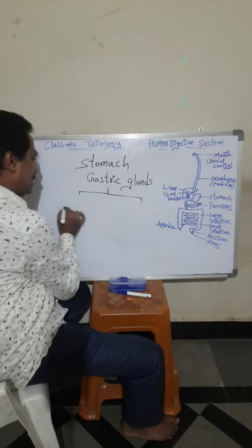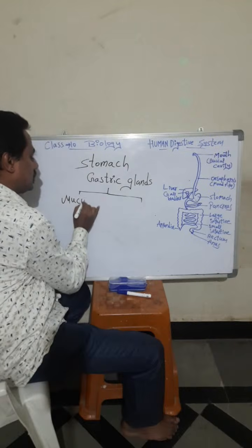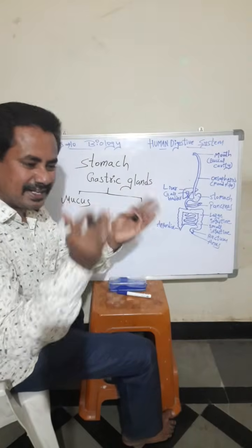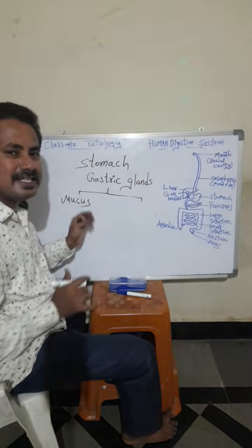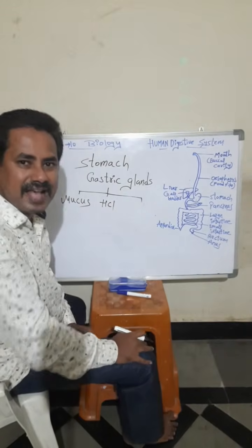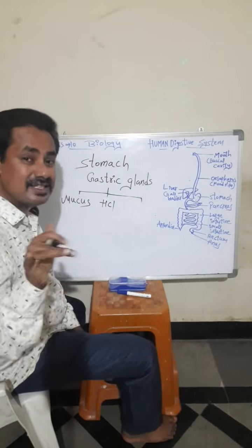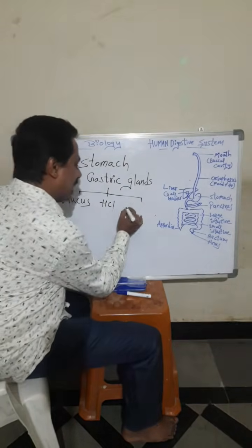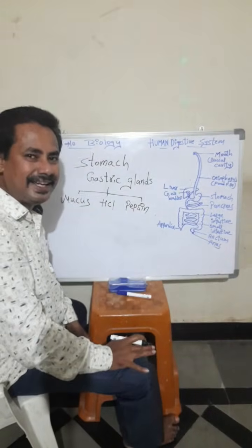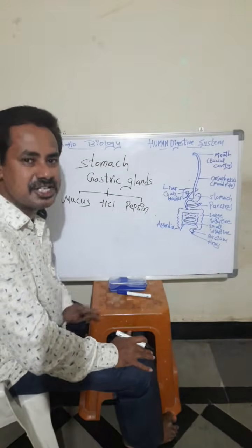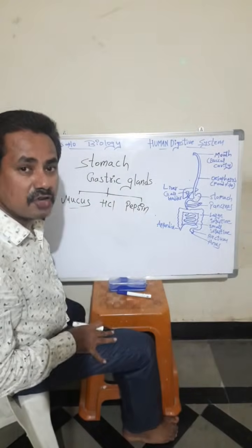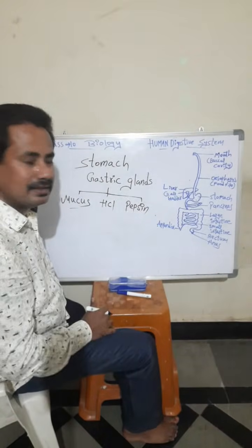The gastric glands first release mucus, students. Mucus is a jelly-like substance. Next, they release hydrochloric acid. Our stomach releases acid. And last, they release pepsin. Not Pepsi, it is pepsin. Pepsin is a digestive enzyme. So what will they do? What are the functions of mucus, HCl and pepsin?